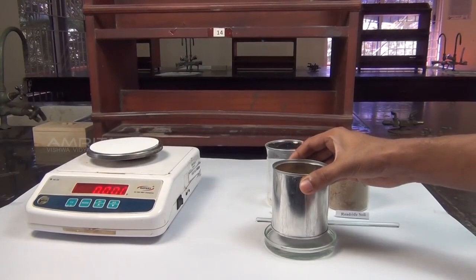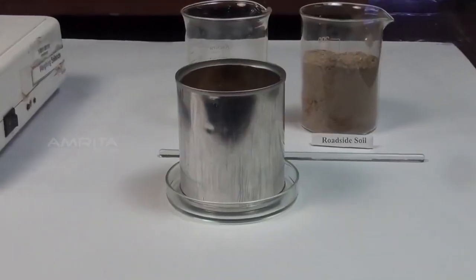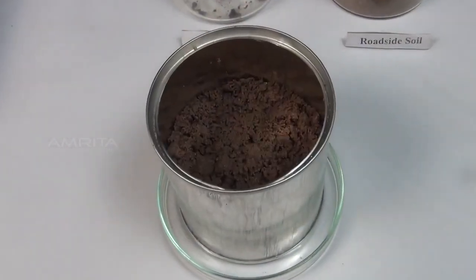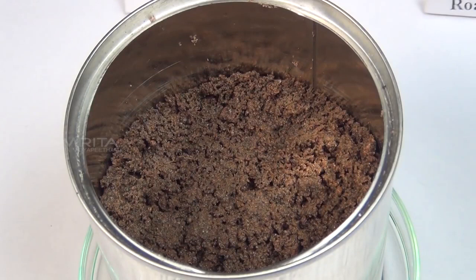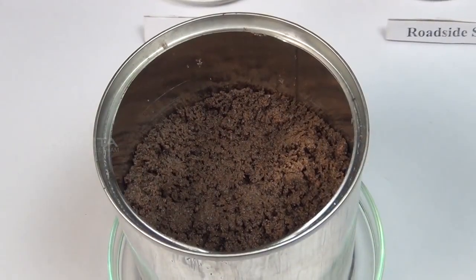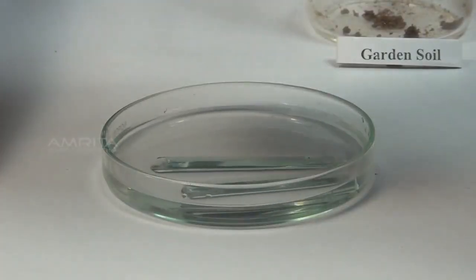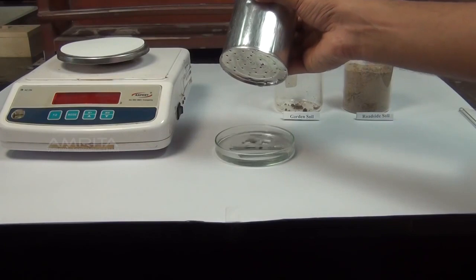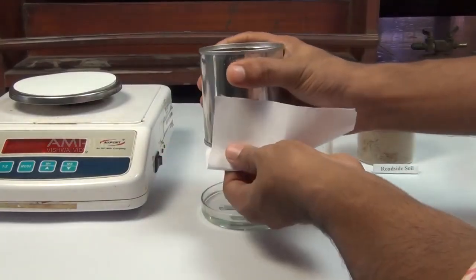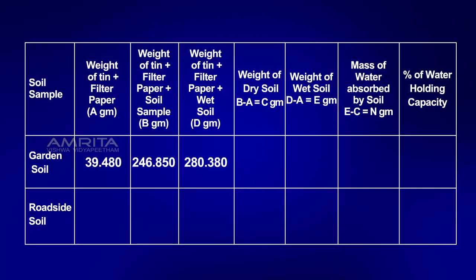Place the soil-filled tin on the 2 glass rods in such a manner that its bottom is in contact with water. Leave the setup undisturbed till water appears at the upper surface of the soil. Wait till the entire soil surface is wet. Remove the tin and allow all the gravitational water to flow out from the bottom. When no more water percolates, wipe the bottom and dry it with a filter paper. Weigh again and note its weight.